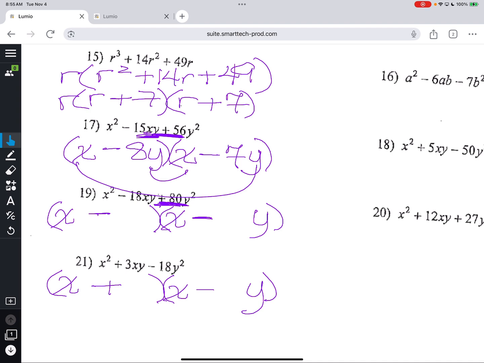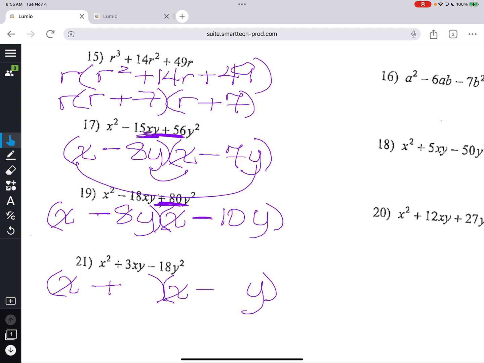So what did you get for 19, Lila? X minus 8y, and then x minus 10y. Perfect. Now, if you said x minus 10y, x minus 8y, same. Because it was two factors that equal 80, 8 and 10, that when you add, you get 18. All right, 21: factors of 18, that when you subtract, we get 3.